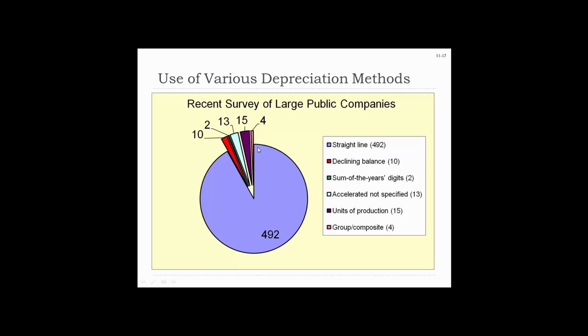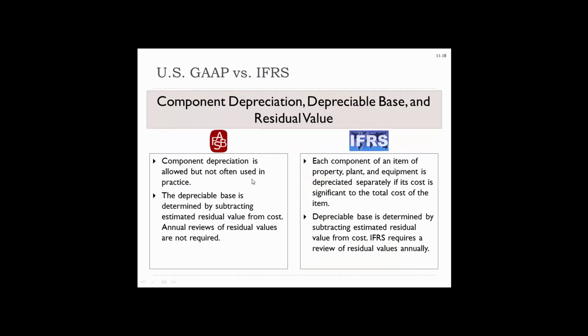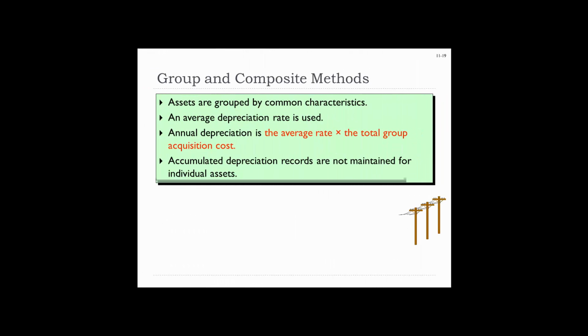Various depreciation methods. This is a recent survey. So 492 out of all of these places surveyed used straight line. It's just easier. For tax purposes, they might use something else, but basically on their books, they're using this. Then the next highest was accelerated, which they didn't specify which type. Then declining balance, units of production, then some group composite number, and then the least is the sum of the year's digits. So there are differences for IFRS, but we're not going to talk about that today.